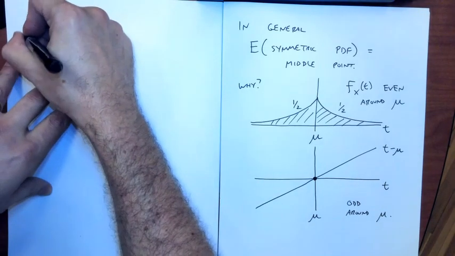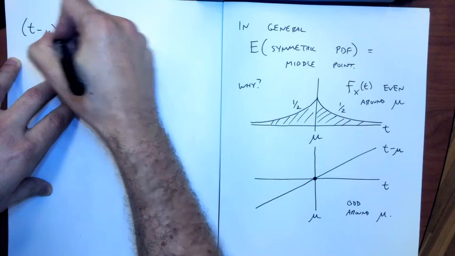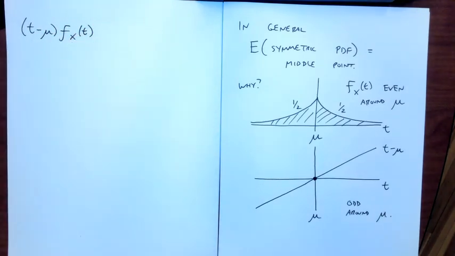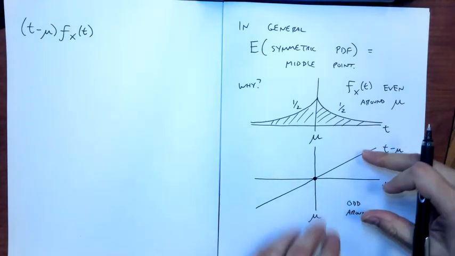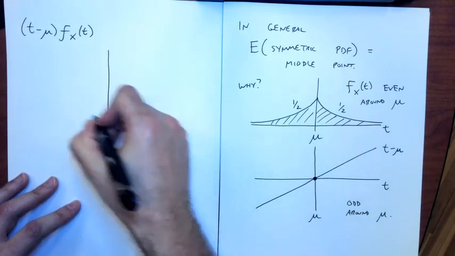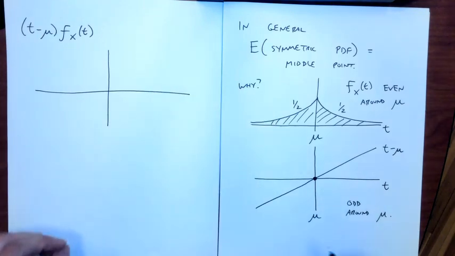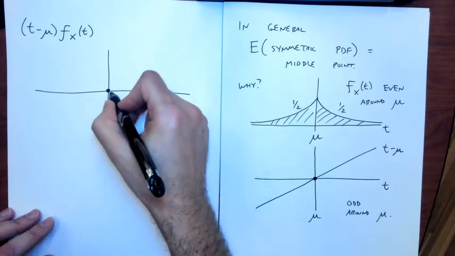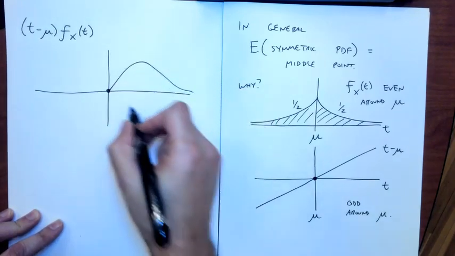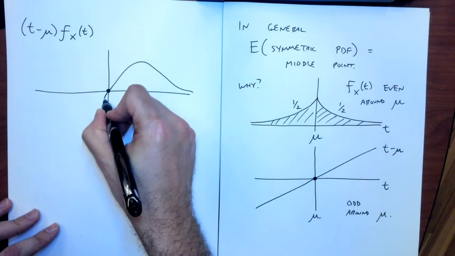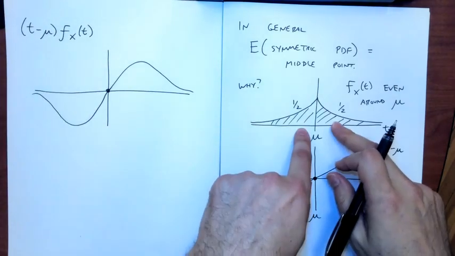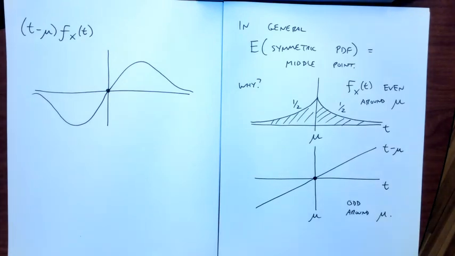So let me think about what I get when I multiply t minus mu times this PDF. What will it look like? Well, it's going to change the shape of the curve in a certain way, right? It's going to be 0 in the middle, and then it's going to do something on the right side, and then something kind of reversed on the left side, right? Because this is even, this is odd. When I multiply even times odd, I get an odd function, right?